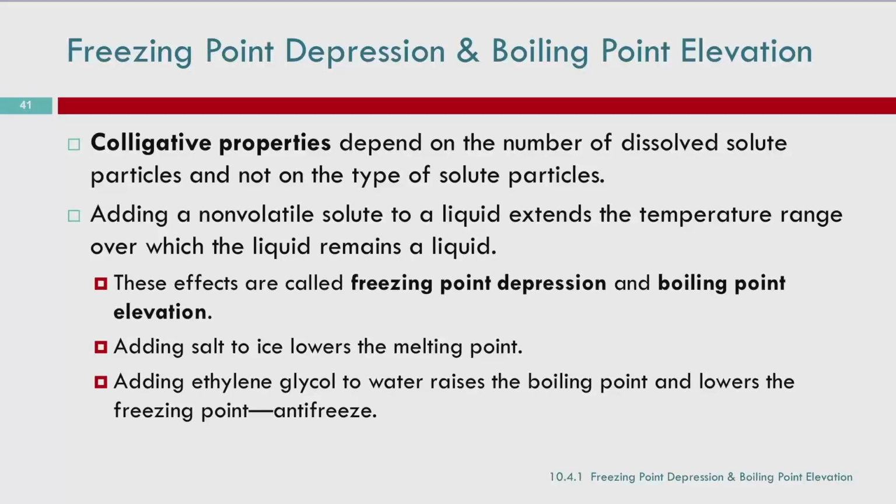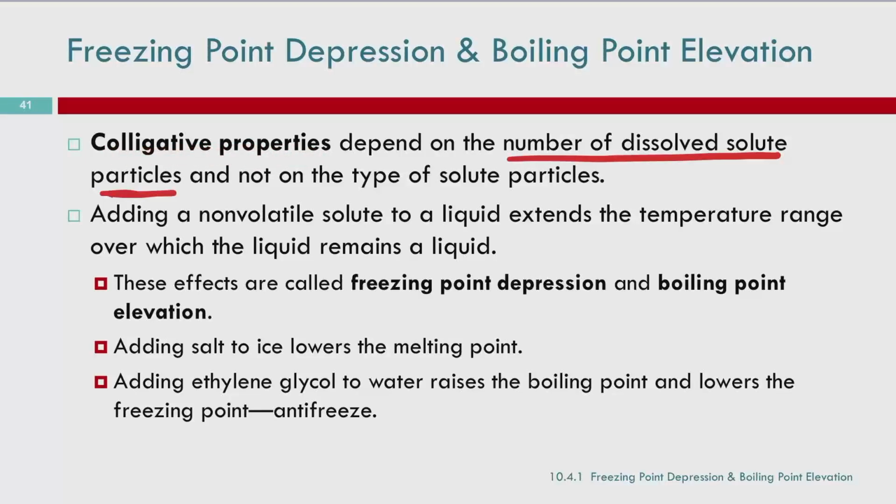So these are two terms. These are called colligative properties. Colligative properties are a type of property. They depend on the number of particles and not on the type of particle. So normally colligative properties are a little bit unique in that way. It simply depends on the number of particles. It doesn't depend on the type of particles.